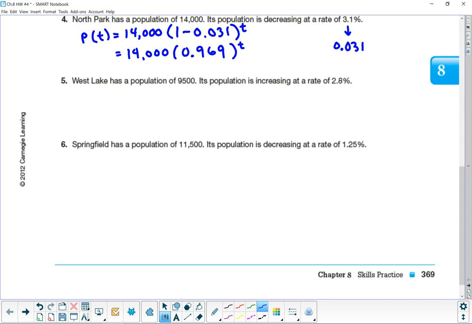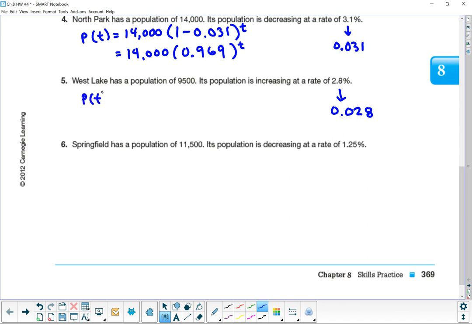Number 5. Westlake has a population of 9,500. This population is increasing at a rate of 2.8%. So again, 2.8, change it to a decimal, 0.028, and that's what we're going to use here. Now, it's increasing, so we don't have to do the subtraction. Remember, it's only for if it's decreasing or we're losing people.